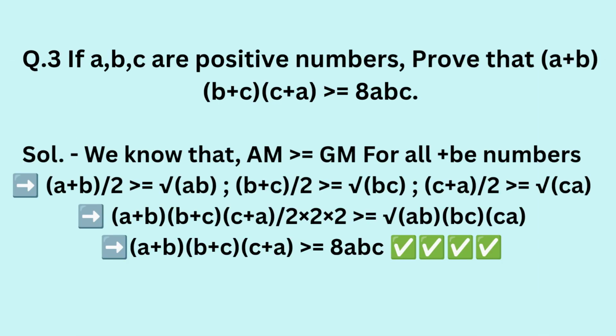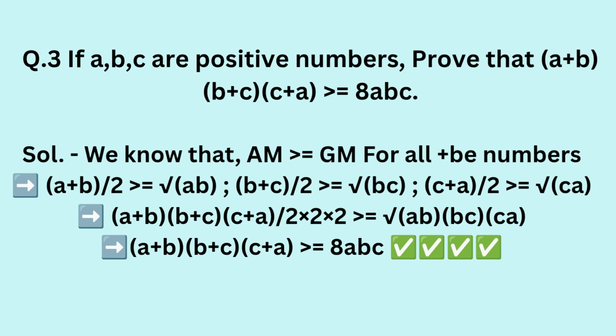Since a, b, c are positive, we can apply the AM is greater than or equal to GM inequality to three pairs of variables. Apply to the pair ab, we get a plus b is greater than or equal to 2 root ab. Second, apply to the pair bc. Third, apply to the pair ca.